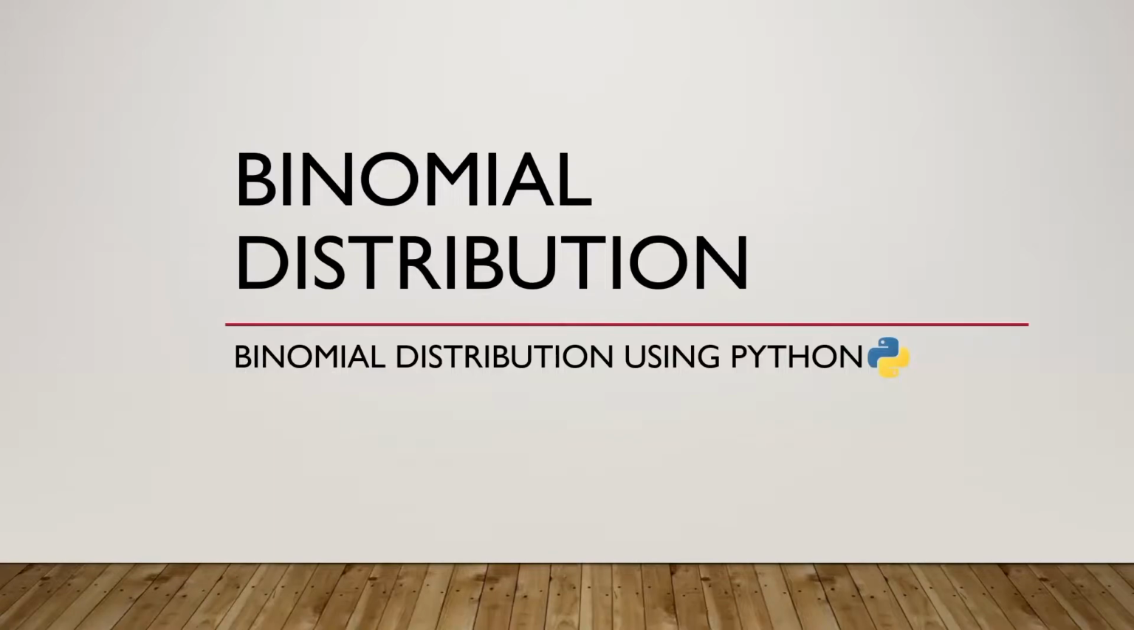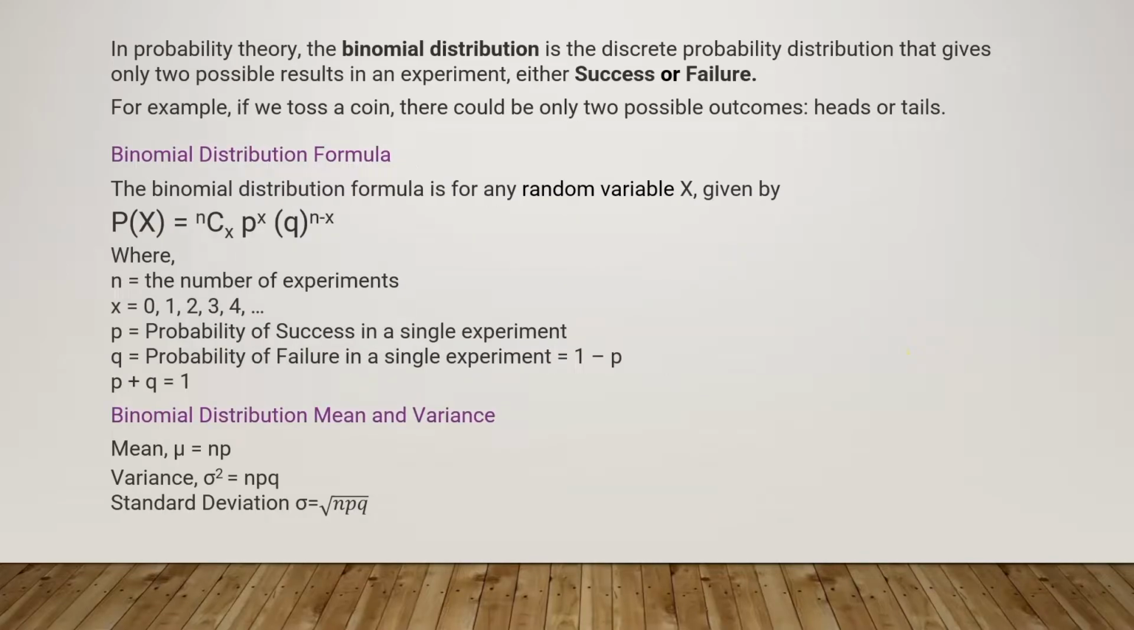In this video we are finding the binomial distribution values using the Python programming language. In probability theory, the binomial distribution is also known as the discrete probability distribution because the result of the probability distribution is in terms of failure and success. For example, if we toss a coin, there are only two possible outcomes, heads or tails.